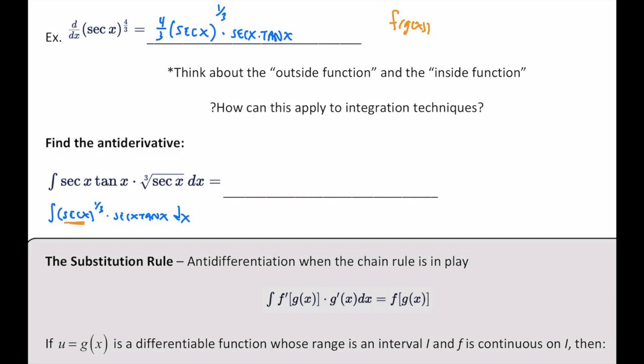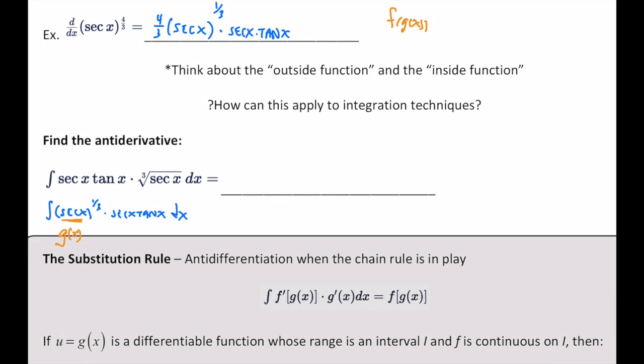There's our inside function, secant of x. That's like our g of x. And then we have secant x tangent of x. That's our g prime of x. So there's this inside function and this outside function. Our antiderivative is going to be, thinking about this, I've got a power function, so I'm going to add 1 to that exponent.